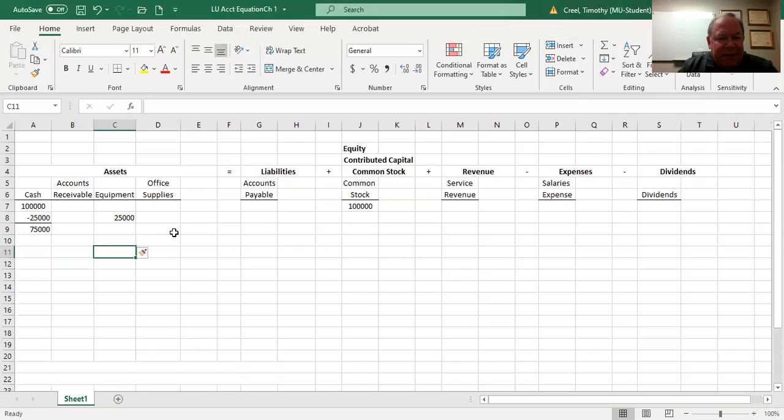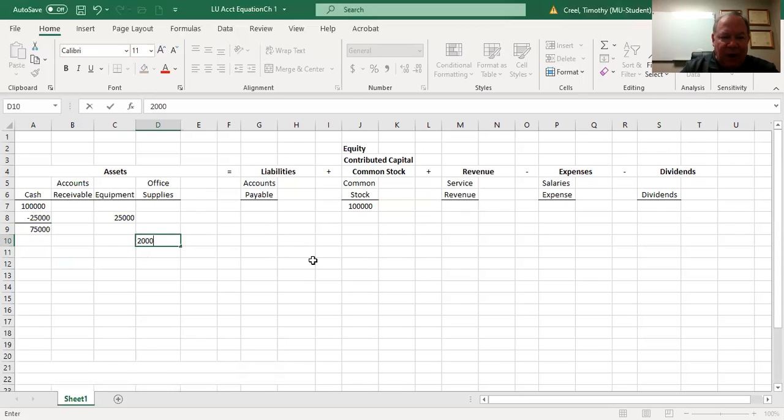So let's go down here. Let's say that we get some office supplies. So I'm going to go right here and I'm going to say, let's say we get $2,000 worth of office supplies. And let's say that we decide to do it on account or on credit. Then we would have 2,000 here in accounts payable.